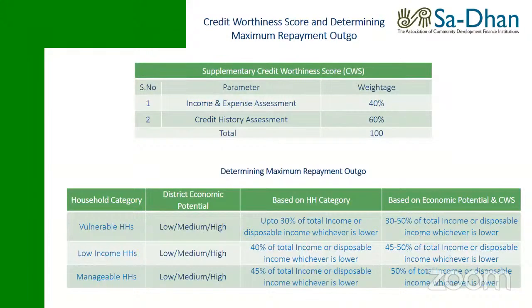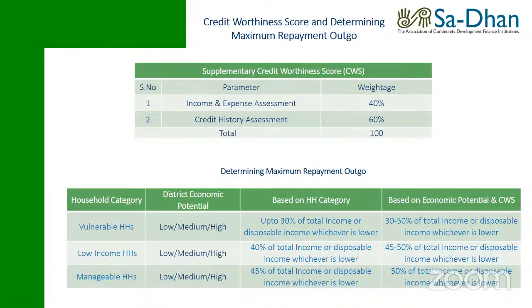Again, the next column we're looking at is economic potential and the creditworthiness score. In case it's a vulnerable household, but the economic potential is high, and the client also has a higher creditworthiness score, in that case you can give up to 50%. That is also possible because the client, though from a vulnerable household, is from a high potential district, and also has a very high creditworthiness score. That is very important, because a client may be vulnerable, but has a good track record of timely repayment and the other parameters with respect to group norms and all that. So if all that is good, it can be up to 50% also.